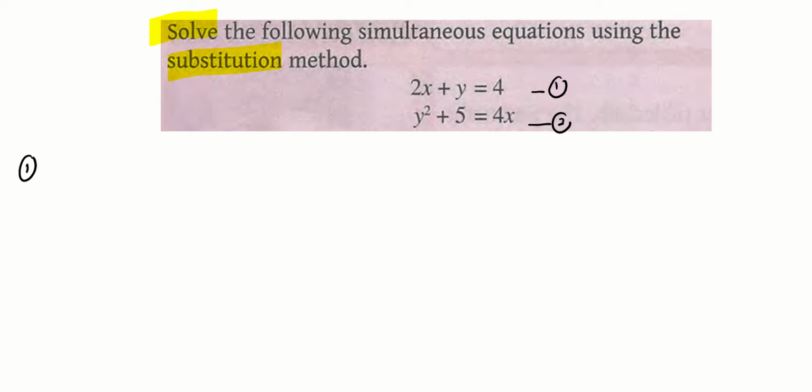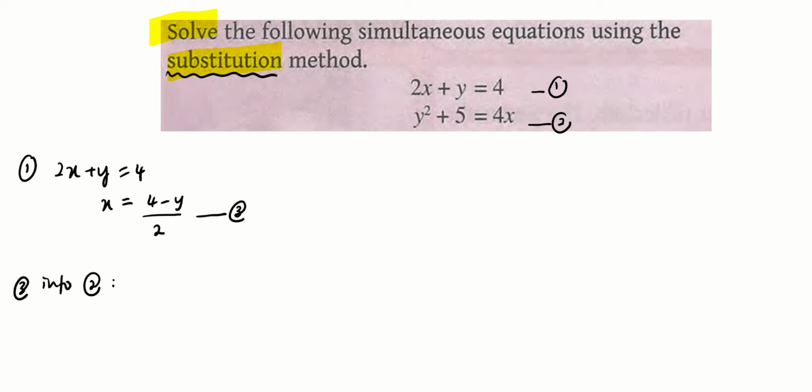So from 1, since 2x plus y equals 4, I'm choosing x as the subject, so my x becomes (4 minus y) over 2, and I name this as my third equation. And I'm going to substitute, using this method, into the second equation. So y squared plus 5 equals 4, my x is (4 minus y) over 2.